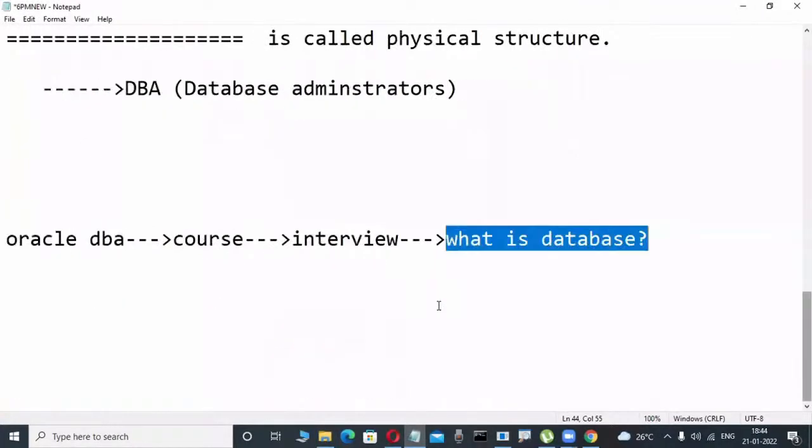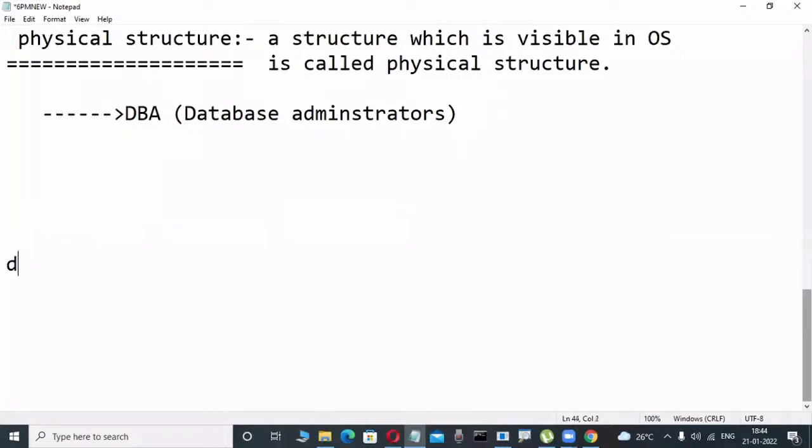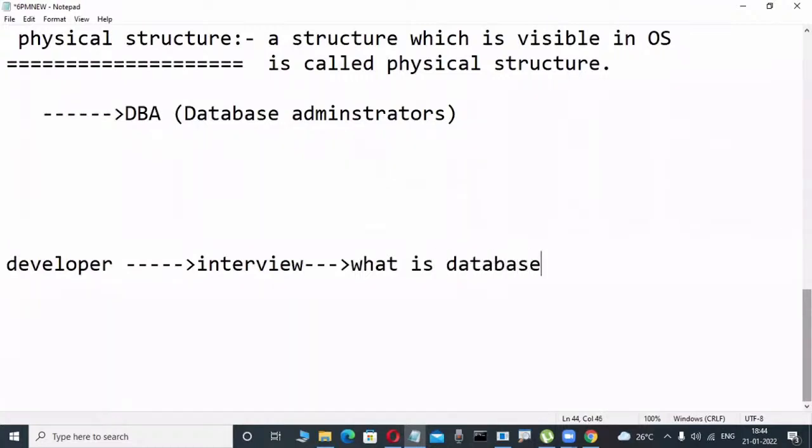Suppose I'm a developer, not an administrator, for example. I'm a Java developer, a SQL developer, a PLSQL developer, a Python developer, like that. These developers are attending an interview. What is a database? They are not asking generally, but okay, for example. Here the developers are telling it in a logical structure-wise way.